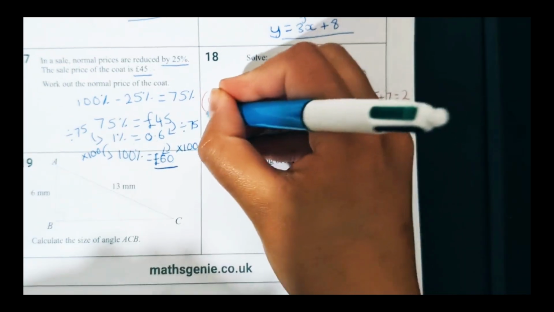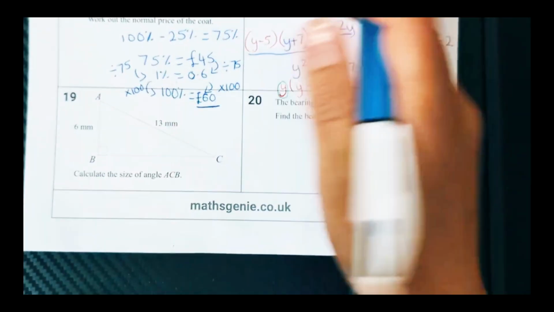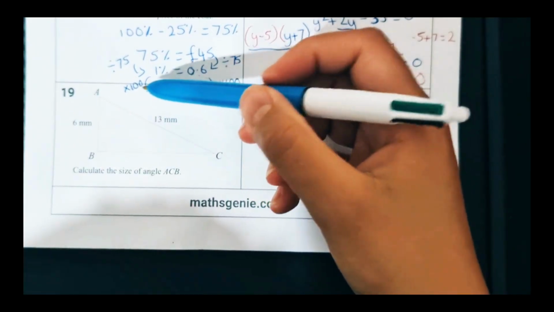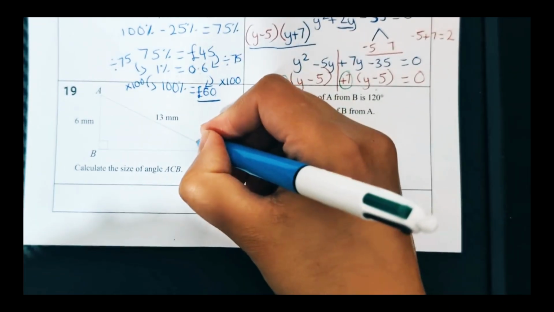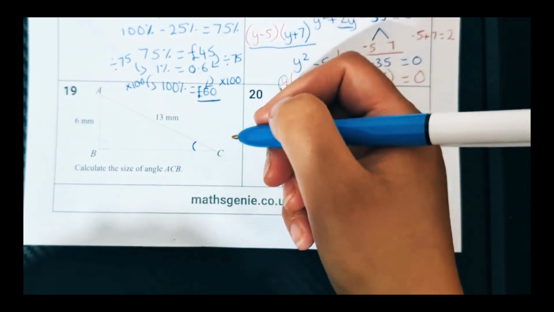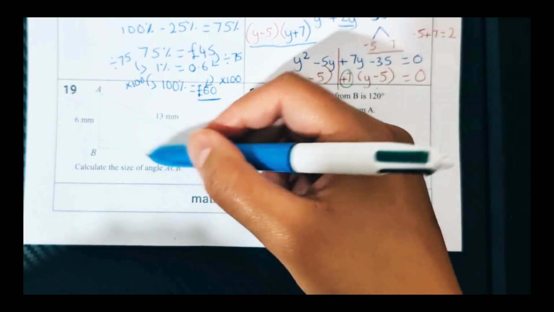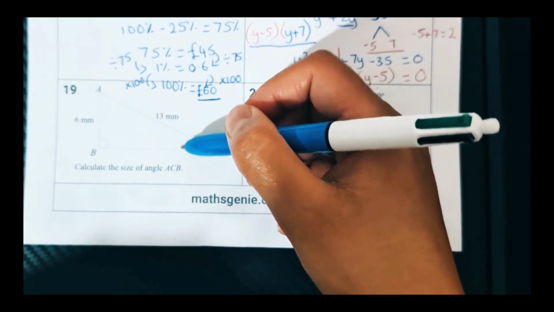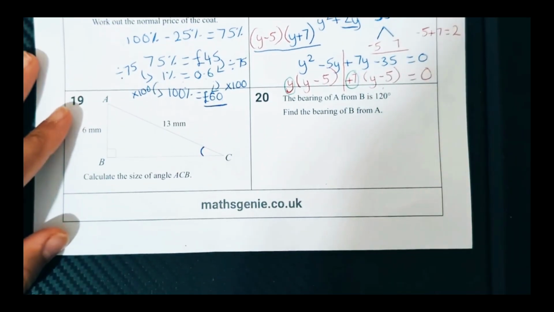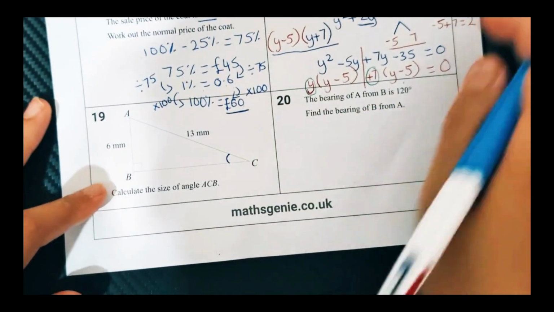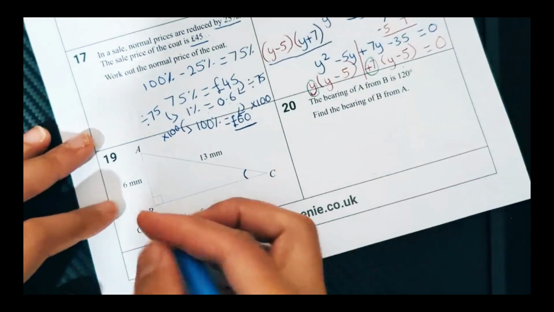So that's the answer for that one. And then moving on to question number 19, we are calculating the size of angle ACB. So I'm talking about this angle here. And because it's an angle question and we've got a right angle triangle, it's telling me that we need to be using trig. So our SOHCAHTOA is what we've got to write down straight away.